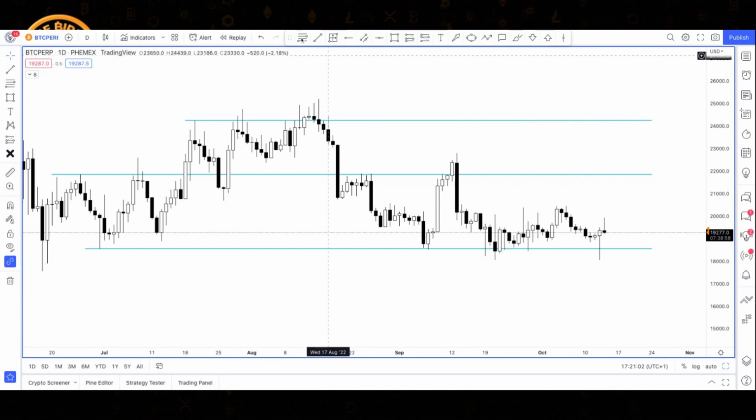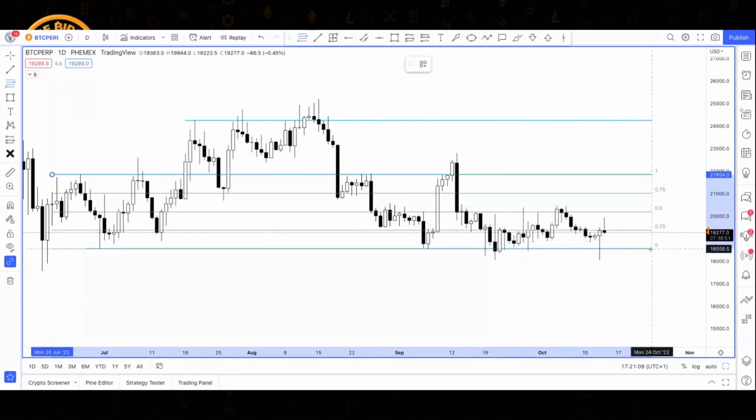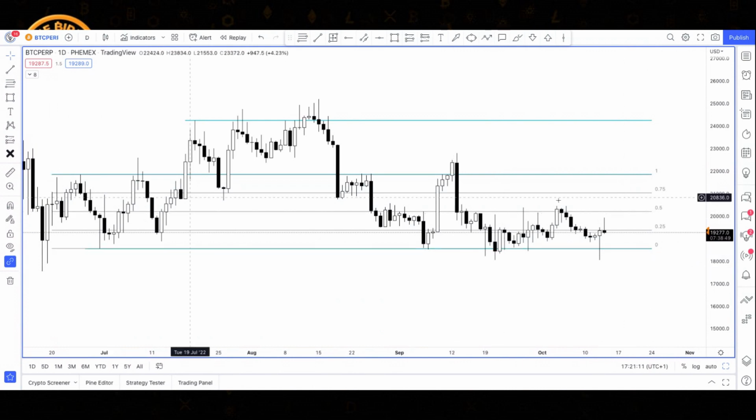Now, something else we want to do whenever we're trading a range, or certainly something that I like to do, is I like to draw out a Fibonacci so that we get our 0.5 level. And on this one, I've got the 0.25 and the 0.75 as well. So we can break these down in a little bit more detail.